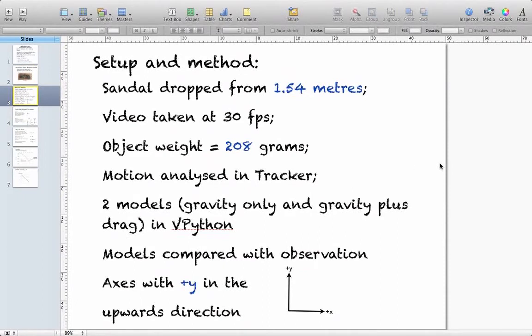So the setup was we dropped the sandal from 1.54 meters. We took video at 30 frames per second. The sandal weighs 208 grams, and we analysed the motion in Tracker to gather data about the object falling. And then we modelled the two scenarios in VPython to compare those models with what we observed. For this experiment we chose the plus y axis to be in the upwards direction.